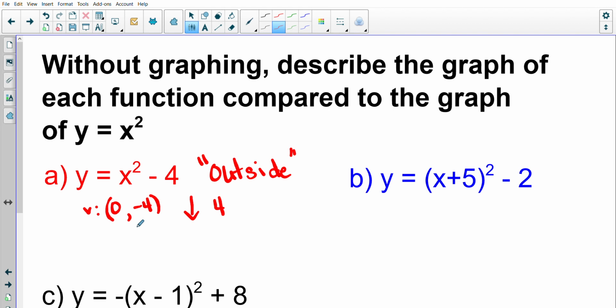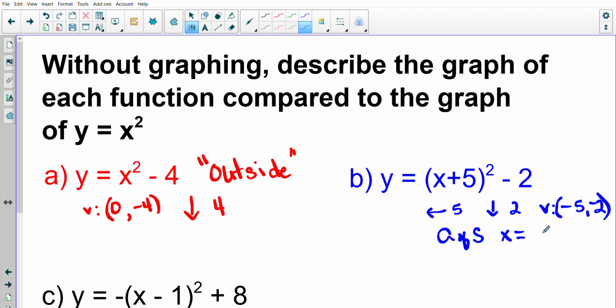Now for part B, we got a little bit more going on. My a value is 1, so it's not been stretched out, but it has been shifted to the left 5 and down 2. That makes my vertex at the point negative 5, negative 2. My axis of symmetry is then x equals negative 5.